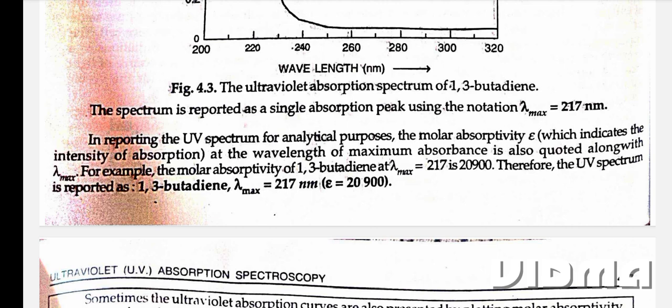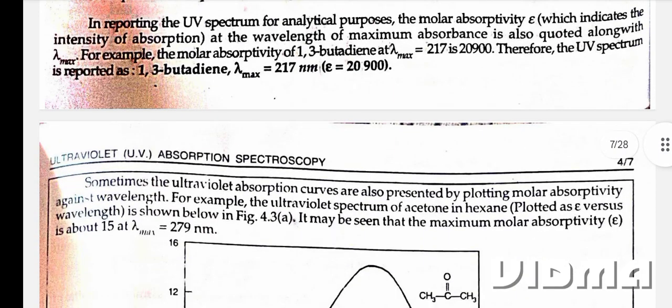In reporting the UV spectrum for analytical purposes, the molar absorptivity epsilon at the wavelength of maximum absorption is also quoted along with lambda maximum. For example, the molar absorptivity of 1,3-butadiene at lambda maximum 217 is 20,900. Therefore, the UV spectrum is reported as 1,3-butadiene lambda max equals 217 nanometer.